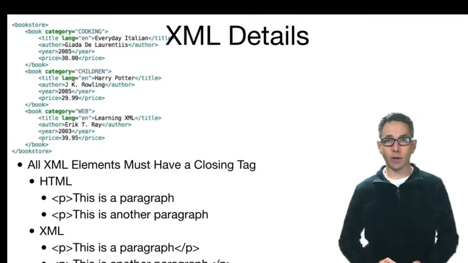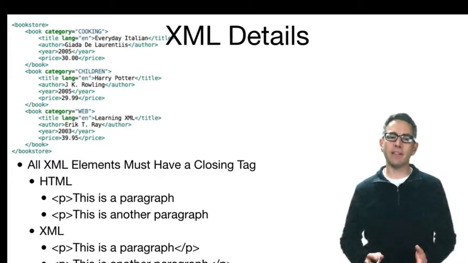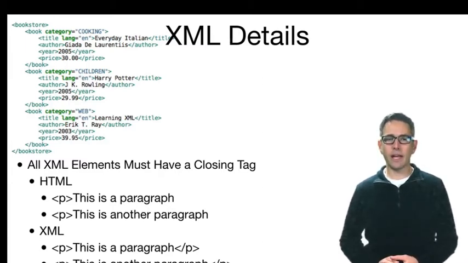There are some details that are required to make sure that this is a valid XML tag structure. So as I said, each XML tag must have a closing tag. So compare this to HTML. In HTML, it would be valid to have a p tag that starts a paragraph and is never closed. So you might have one paragraph listed there as this is a paragraph, followed by a second paragraph, this is another paragraph. In XML, that wouldn't fly because every opening tag has to be paired with a closing tag.